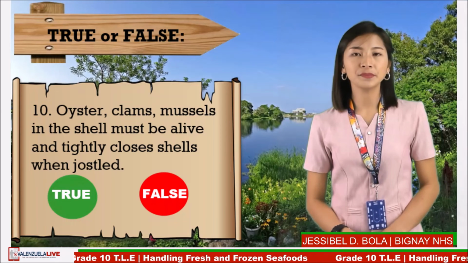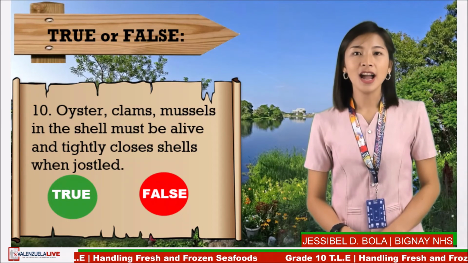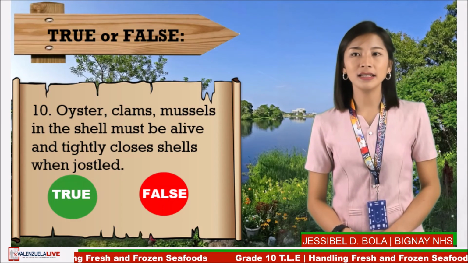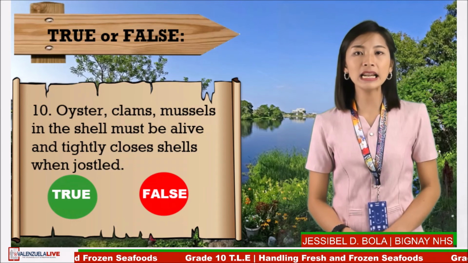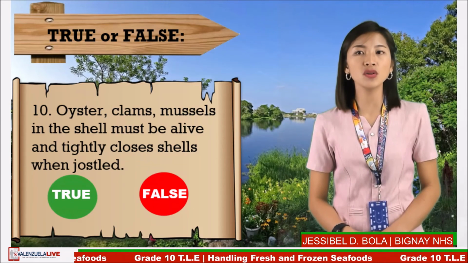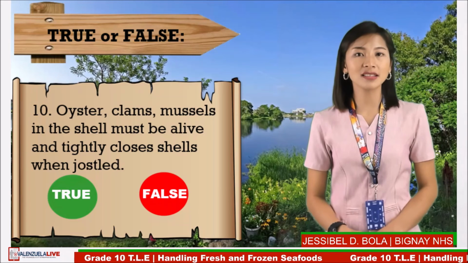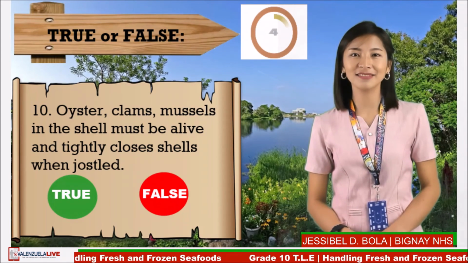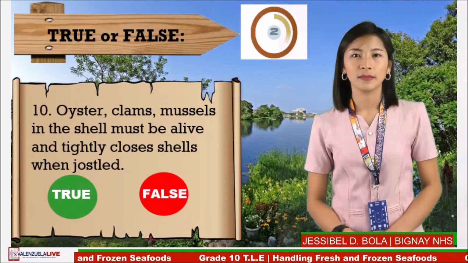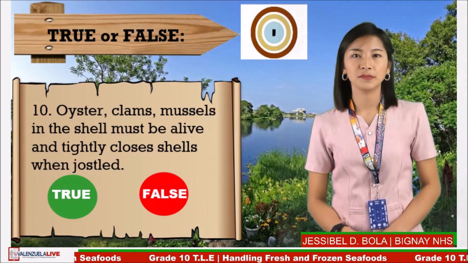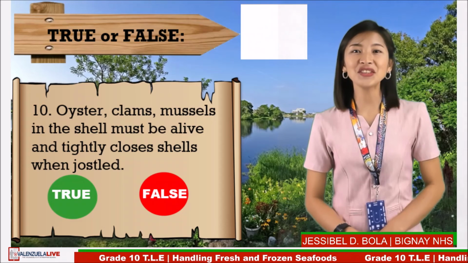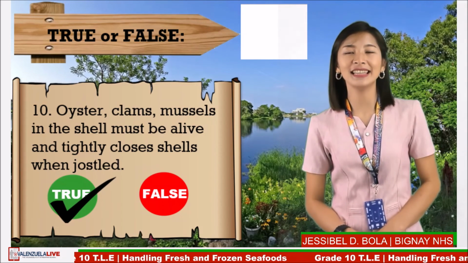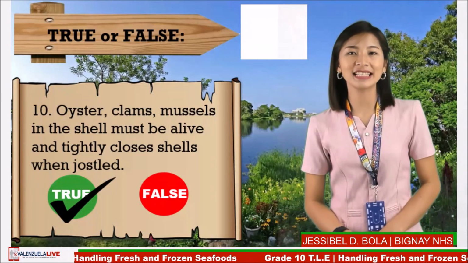Number 10. Oysters, clams, mussels in the shell must be alive and tightly closed as shells when jostled. Is it true or false? 5 seconds. If your answer is true, then you got it right.